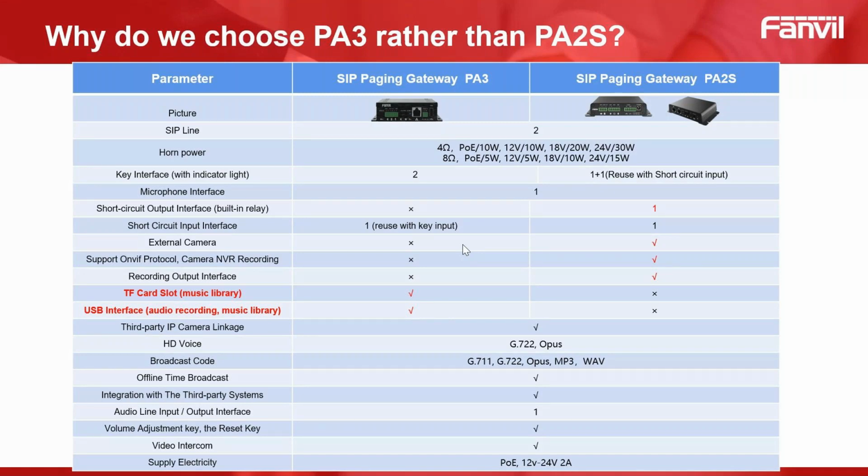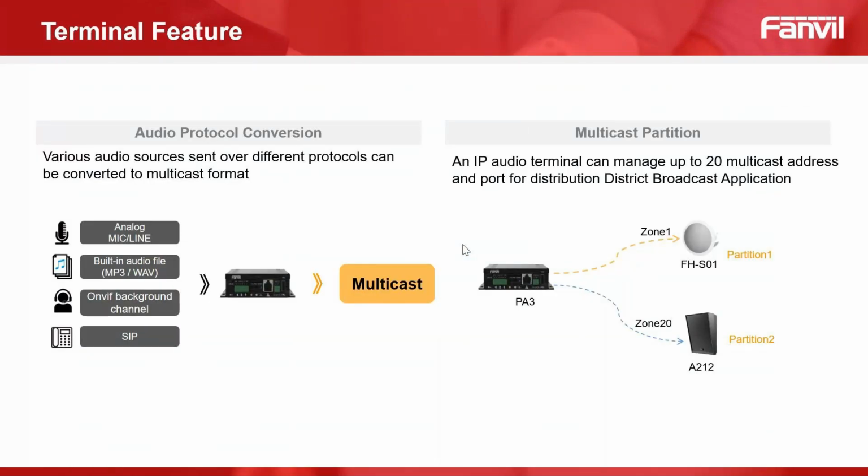In the case of PA3, we have a TF card slot and USB interface, which means we will have more storage to store music files. I think it can match your need that we can use different music for different usage in school. So how does PA3 work?